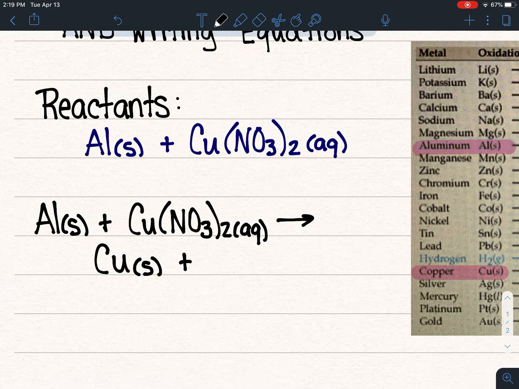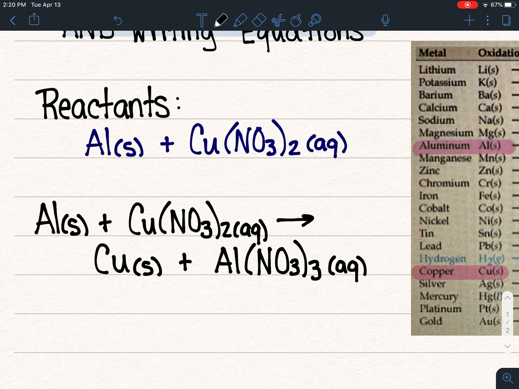Now, to do this, we have to remember that aluminum has a 3+ charge and nitrate is NO3 with a 1− charge. When we go to write that out, it would be Al(NO3)3, and that should be in aqueous form.